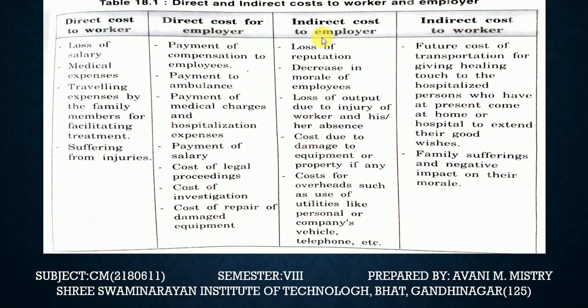cost of investigation, cost of repair of damaged equipment. Indirect cost to the employer: loss of reputation, decrease in morale of the employees, loss of output due to injury of the worker and his or her absence, cost due to damage to equipment or property, if any, cost of overheads such as use of utilities like personal or company vehicle, telephone, etc. Indirect cost to the workers: future cost of transportation for giving a healing touch to the hospitalized persons, those who have come at present to the home or hospital or extended their good wishes, family suffering and negative impact on their morale.